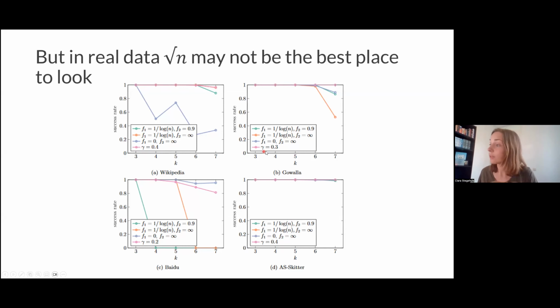But the unfortunate thing is that in other types of data sets, it's maybe not n to the power 0.4, but n to the power 0.3, or n to the power 0.2 even. And here again, n to the power 0.4.